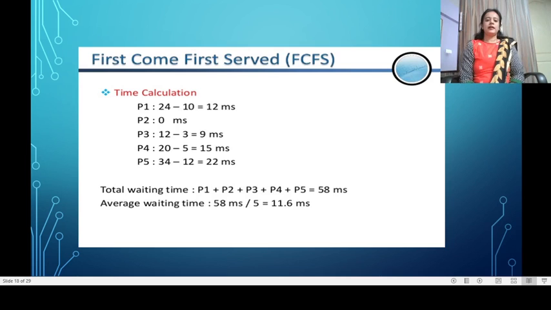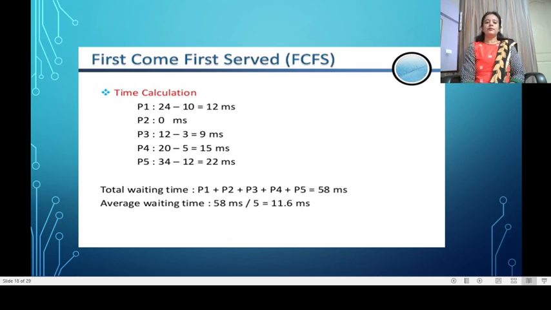How we have to calculate the time: P1 comes first, P2 comes next, that's why it has 0 milliseconds. P1 has to wait 24 minus 10, 12 milliseconds. P3, 12 minus 3 milliseconds. P4, 20 minus 5, 15 milliseconds. P5, 34 minus 12 equals 22 milliseconds.